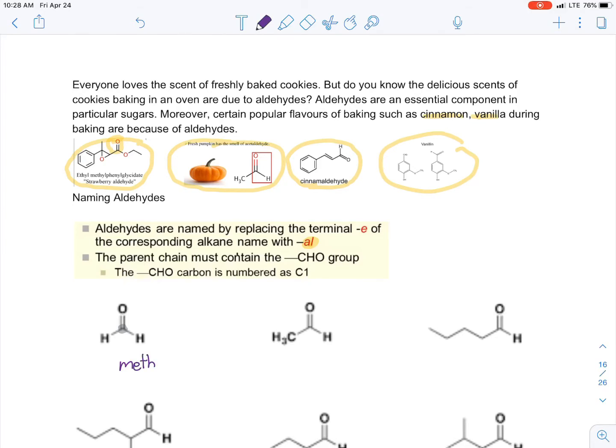And then instead of writing methane, because we have the double bonded oxygen, we're going to write methyl. Sorry. Meth and al. Right? So instead of being methane, you'd add that AL ending. All right.